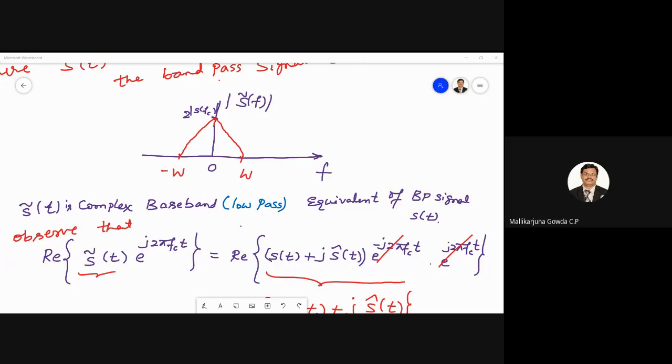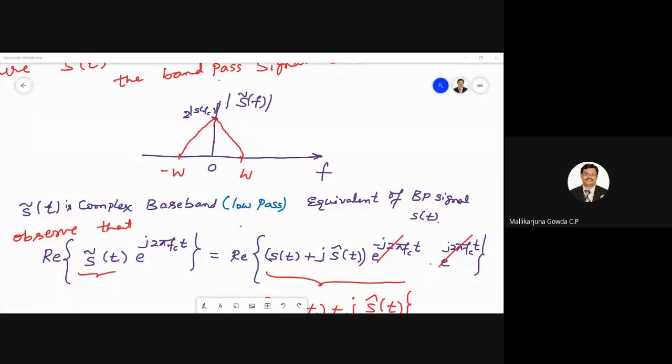One is, I said, the information content of a modulated signal, that I call a band pass signal S of t, is fully preserved in the complex envelope. The complex envelope is basically a low pass signal, right? And even the information signal is also a low pass signal. Hence, I am interested in mapping this band pass signal into its equivalent complex low pass signal.